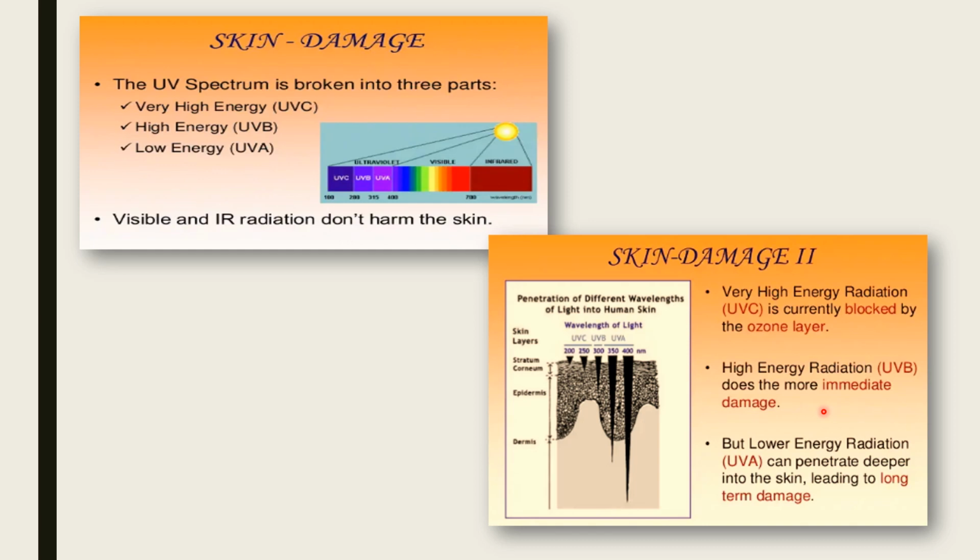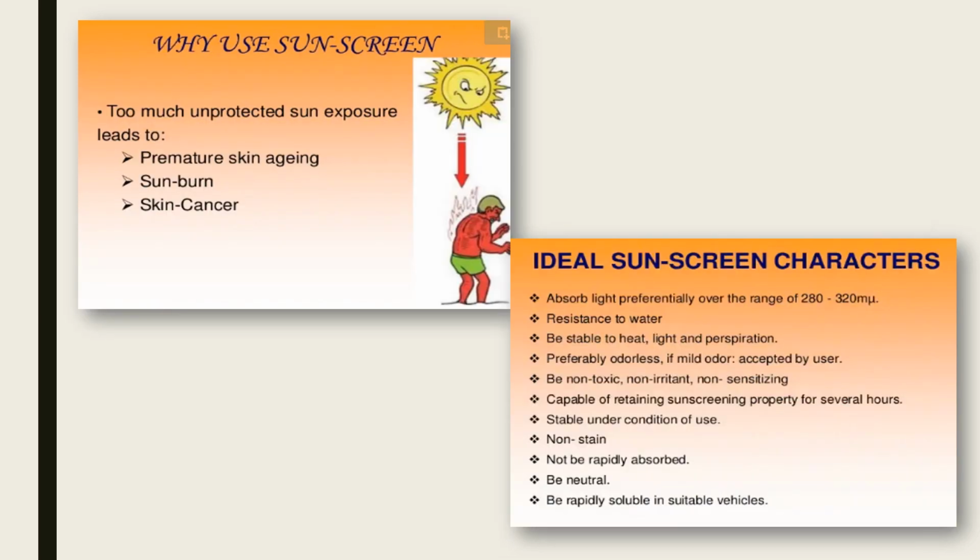Immediate damage it is doing on your skin surface. But lower energy radiation can penetrate deeper into the skin, leading to long-term damage. So these are the different kinds of skin damages which are related to sunscreen. Only because of the use of sunscreen are you able to avoid these kinds of skin damages, which in the future can have lethal effects.